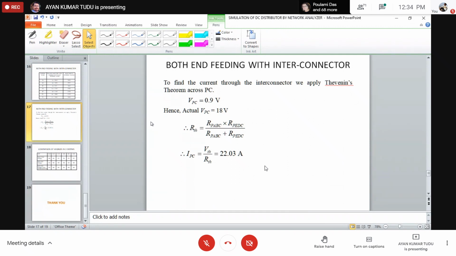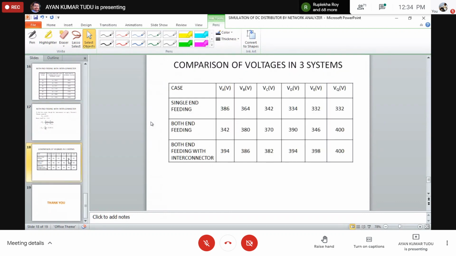Obviously there would be losses because we have not considered the contact resistances, and we have not considered the resistance drop in those wires. If we take all those things into account, then we'll be having a both end feeding with interconnector, meaning the voltage drop would be improved. So let us see this comparison.